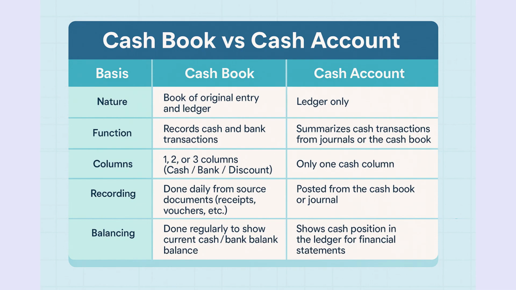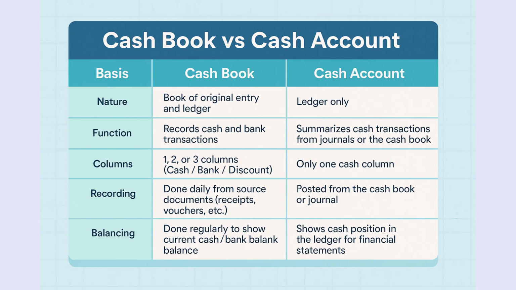Let's compare the cash book and the cash account. The cash book acts both as a book of original entry and a ledger, while the cash account is only a ledger record. The cash book directly records all cash and bank transactions, but the cash account simply summarizes those transactions from other records. A cash book may have 1, 2, or even 3 columns for cash, bank, and discount. The cash account, on the other hand, has only one cash column.